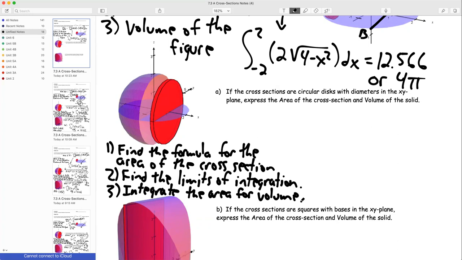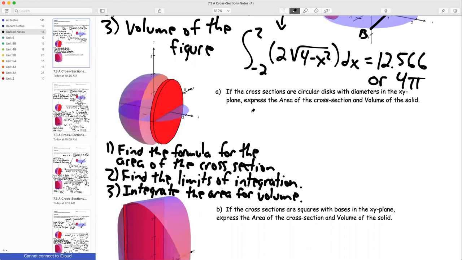Find the formula for the area of the cross section. Then we're going to find the bounds of the integral. Then we're going to integrate from bound to bound. And that's going to give us the volume of the figure that is generated there, which in this case, since these are circles, it would be the volume of the sphere.